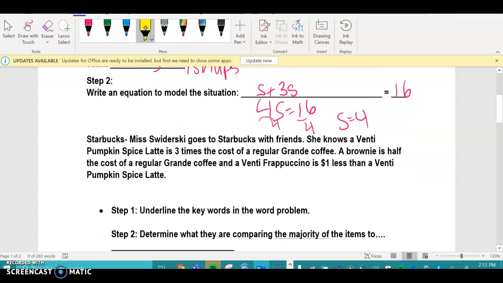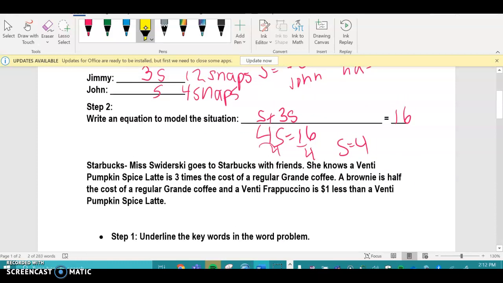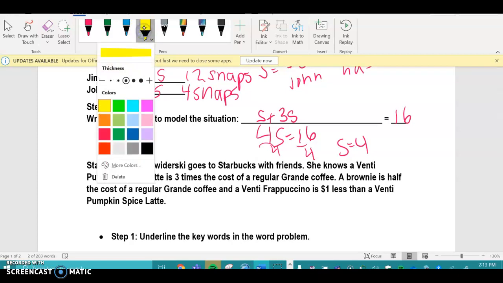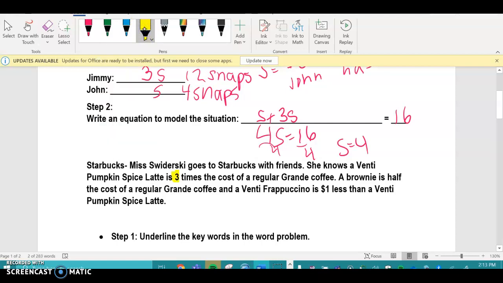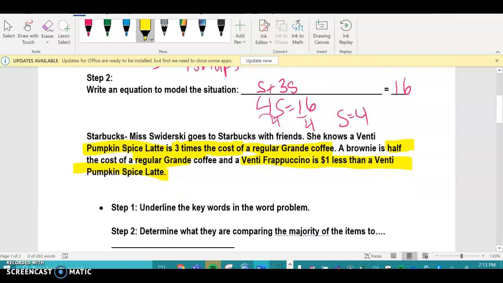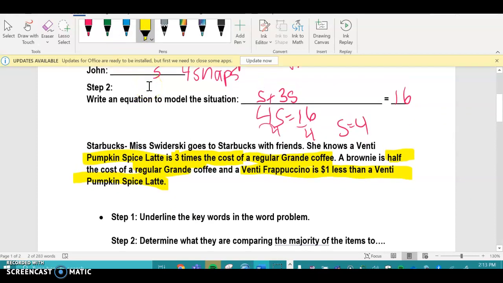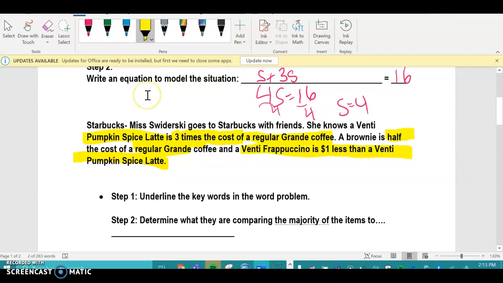Down below, number 2, Starbucks. Miss Fedorsky goes to Starbucks with friends. She knows a venti pumpkin spice latte is 3 times the cost of a regular grande coffee. A brownie is half the cost of the regular grande coffee, and a venti frappuccino is $1 less than a pumpkin spice latte. So step 1 is to underline the keywords in the word problem, which we just did.